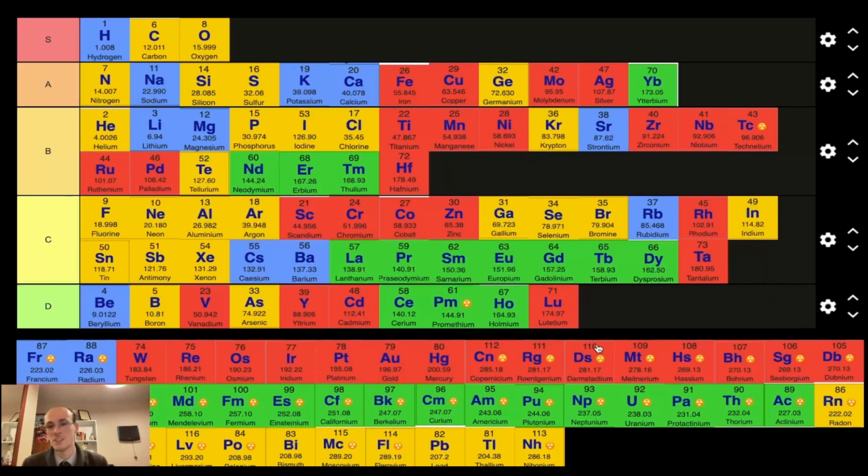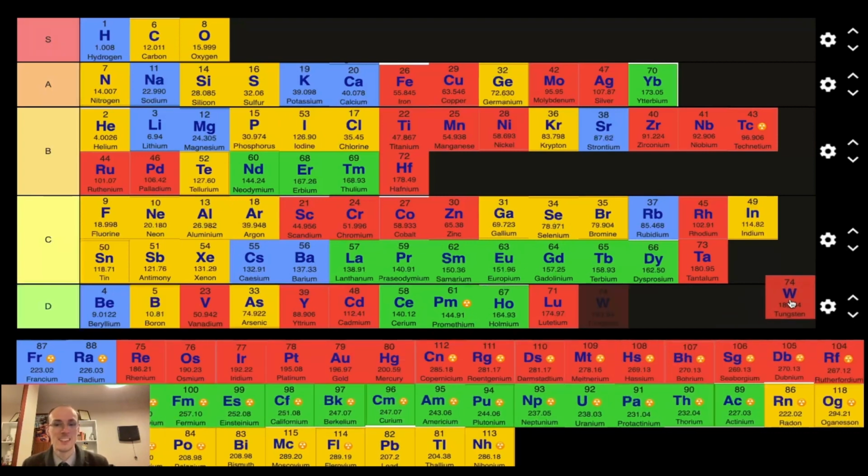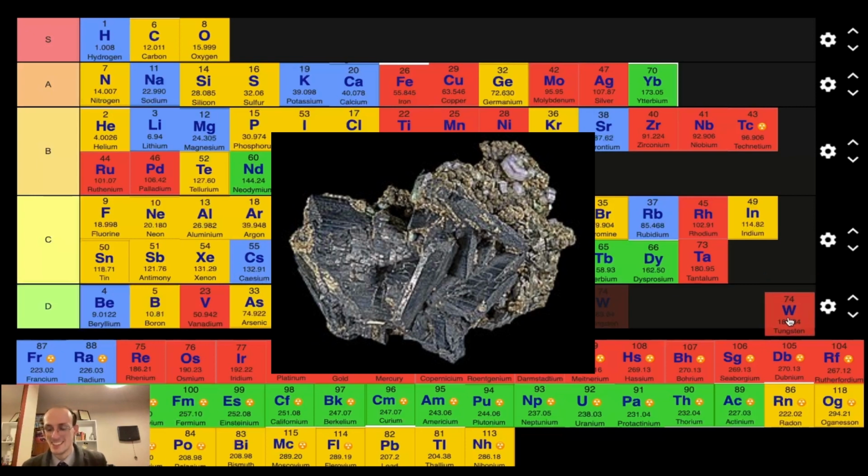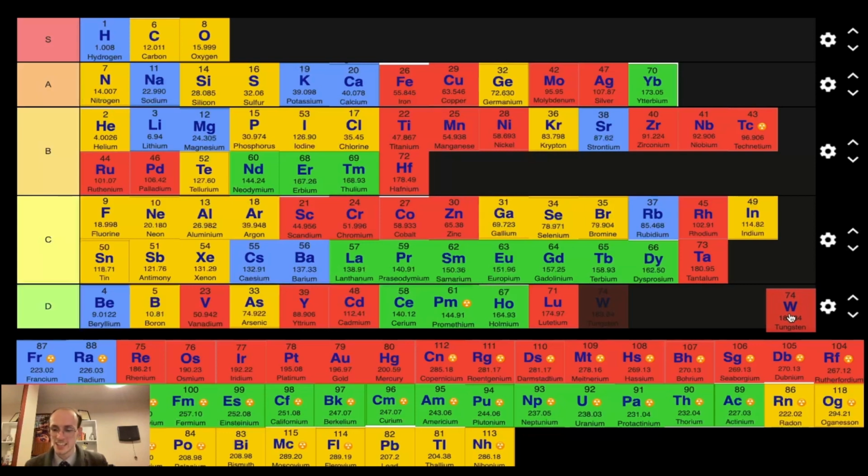It's not one of the boring transition metals, but it's a transition metal. Tungsten is a transition metal people have heard of. It gets bonus points for that. It has the simple W from wolframite, which is a mineral, an ore of tungsten. It's also the heaviest element with a biological function, and that's it's used by bacteria and archaea to make aldehydes.